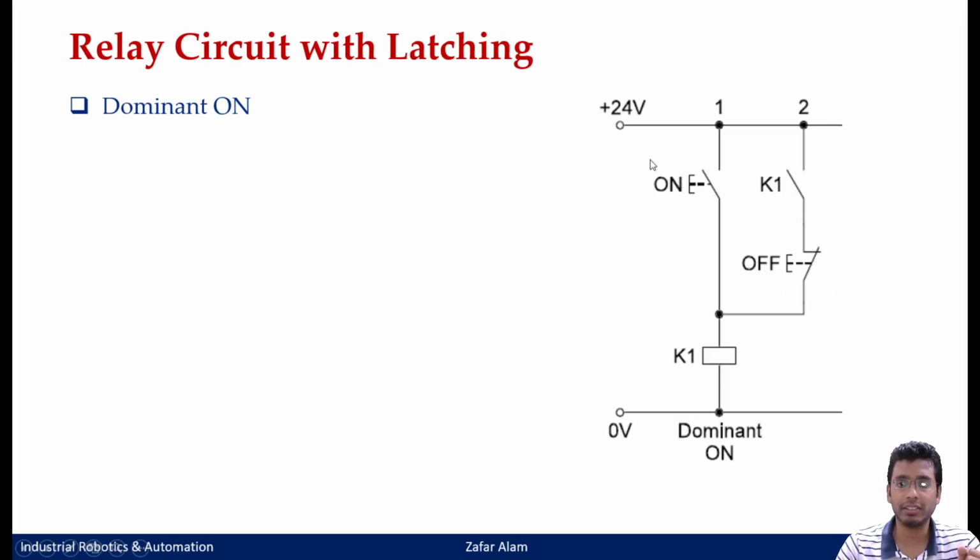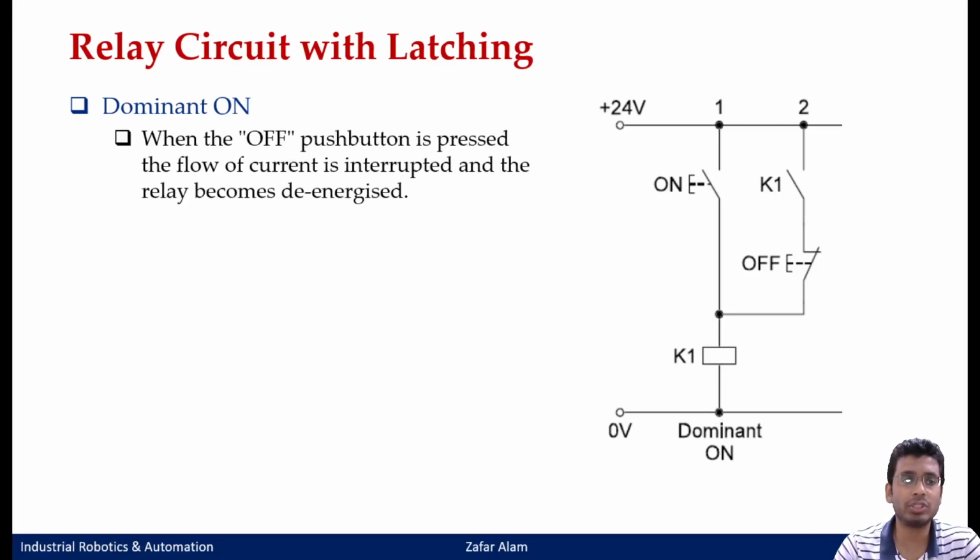However, this other circuit will switch it on, because initially it is an open circuit, so whenever you press the push button, this circuit will close, and then your relay will be energized and it will remain in the energized state. Even if you leave both, your relay K1 will remain energized. So this is known as a dominant on circuit.